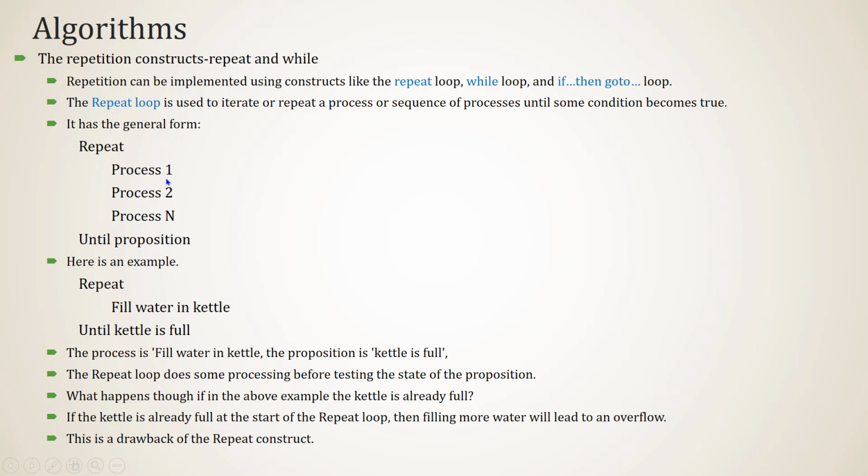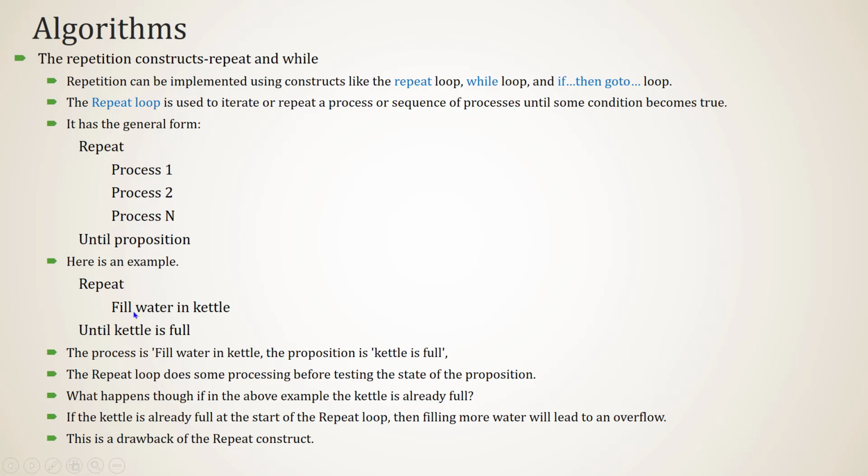From this block it is clear I have to do process 1, process 2 and process n repeatedly. So how far do I have to do it? Until this proposition is true. Suppose I want to display good morning 10 times on the computer. Printing good morning is a repetitive process. How many times do I have to repeat it? I have to repeat it 10 times. So there I will give some condition, whether the counter reaches 10, until which we will print good morning. So in this example, process 1, process 2 and process n will be repeated until the proposition.